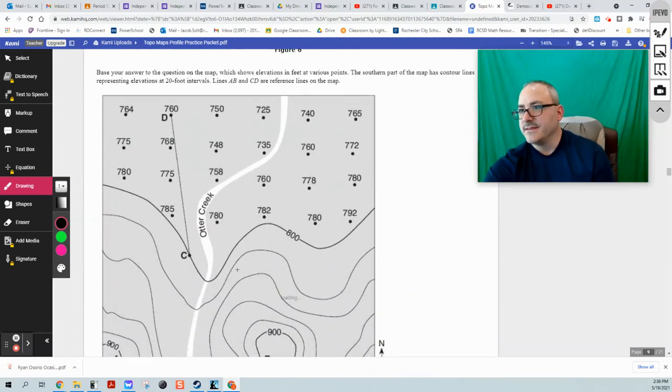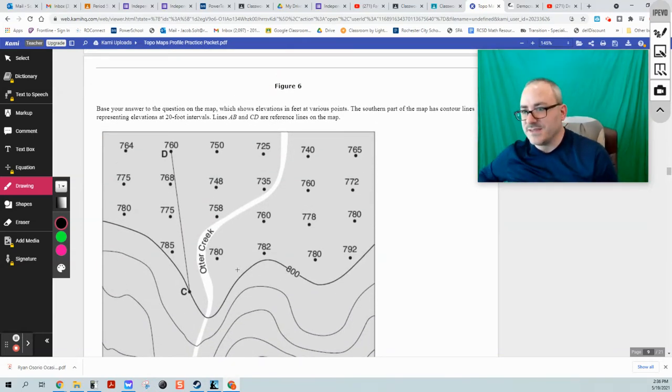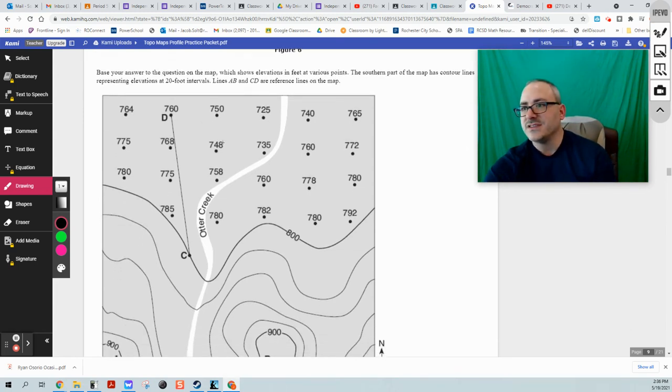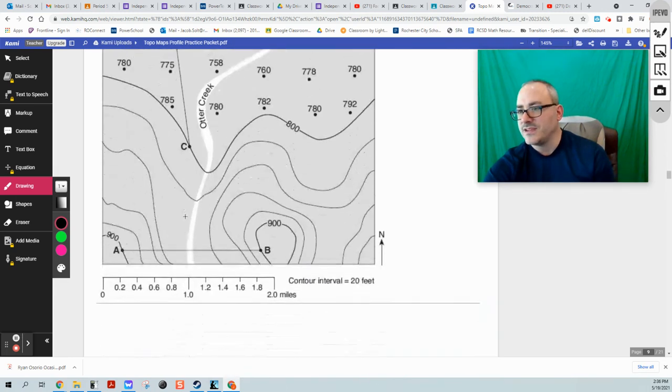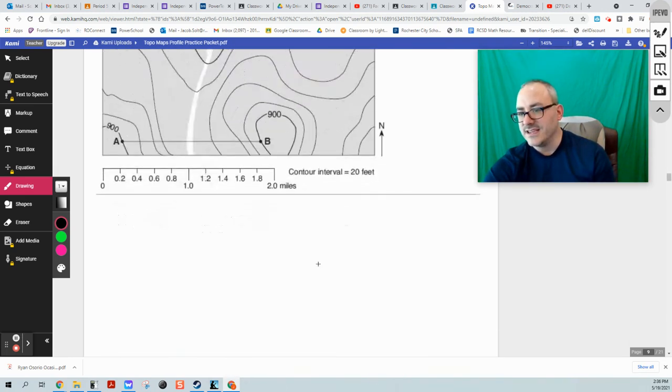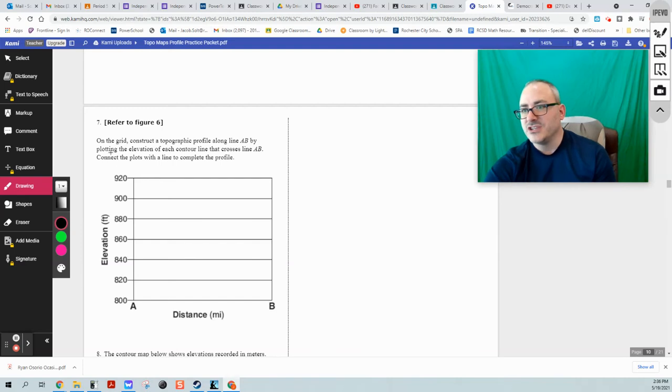All right. Ooh, figure 6 is different. Good, got something different going on here. Base your answer to the question on the map, which shows elevations in feet at various points. The southern part of the map has contour lines representing elevations at 20-foot intervals. A, B and C, D are reference points in the map. Okay, there's A, B, there's C, D. What's the question?